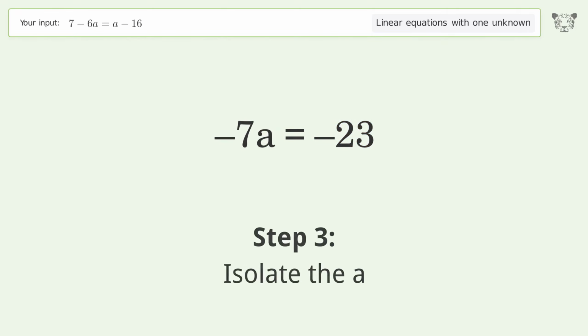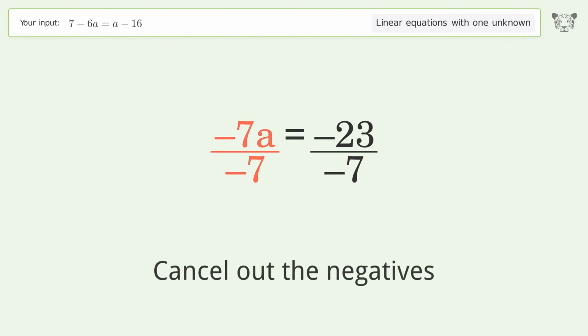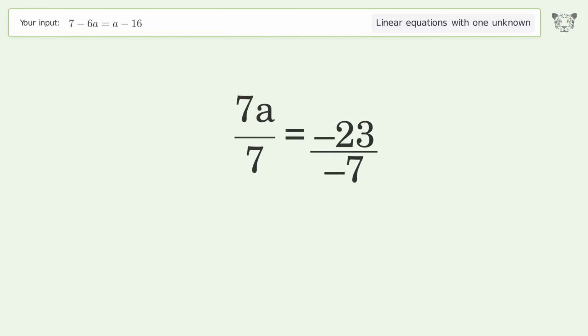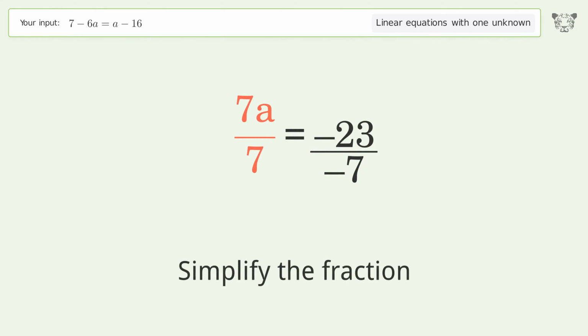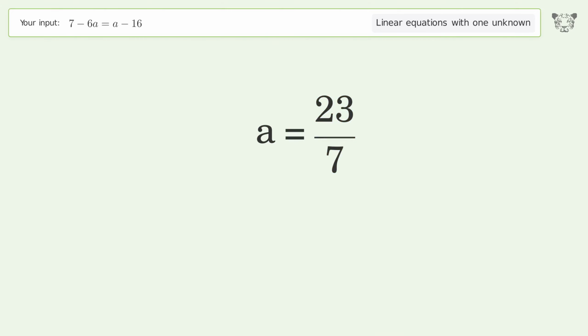Isolate the a. Divide both sides by -7. Cancel out the negatives. Simplify the fraction. Cancel out the negatives. And so the final result is a equals 23/7.